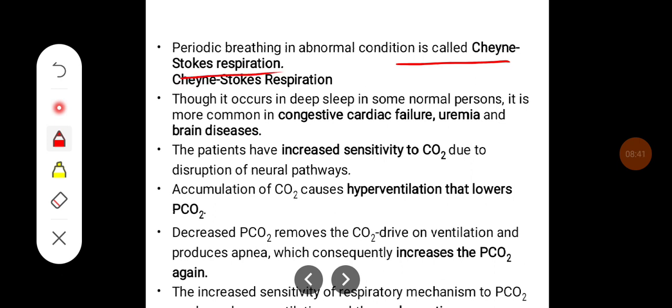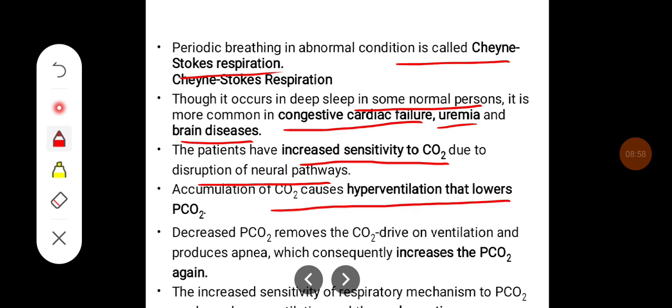Though it occurs in deep sleep in some normal persons, it is more common in congestive cardiac failure, uremia, and brain diseases. The patients have increased sensitivity to carbon dioxide due to disruption of neural pathways. Accumulation of carbon dioxide causes hyperventilation that lowers PCO2. Decreased PCO2 removes the carbon dioxide drive on ventilation and produces apnea, which consequently increases the PCO2 again.